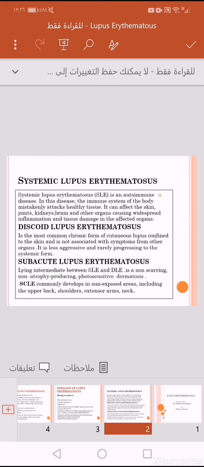The most important thing that distinguishes subacute from other types is that it occurs in sun-exposed areas, including the upper back, shoulders, extensor arms, and neck.